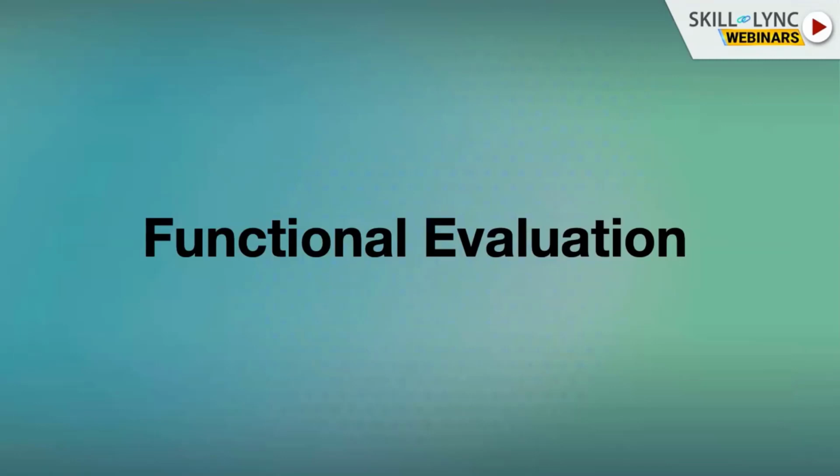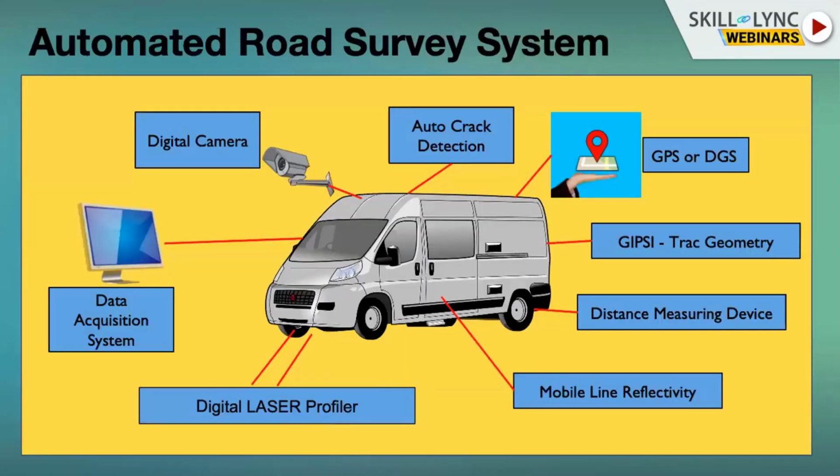Okay, so you are seeing one of the state-of-the-art facilities which will cover most of the functional parameters. It is called the automated road survey system. This system is used to do the functional evaluation in a non-destructive way, and it will cover most of the parameters that are concerned with the structural evaluation.